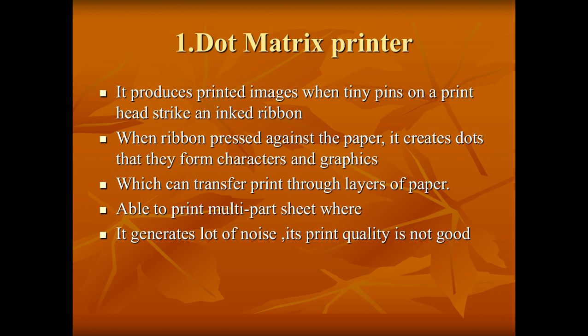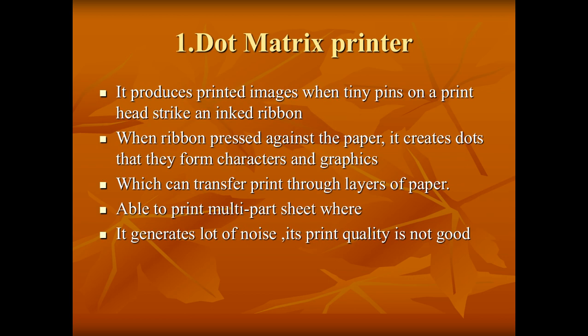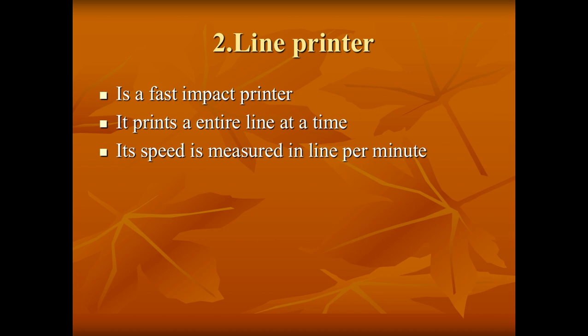Line printer is fast, and this is also called a line by line printer. A line printer is a fast impact printer that prints an entire line at a time. Its speed is measured in lines per minute. Daisy wheel printer, similar to the typewriter, uses a print wheel. A motor rotates the wheel.